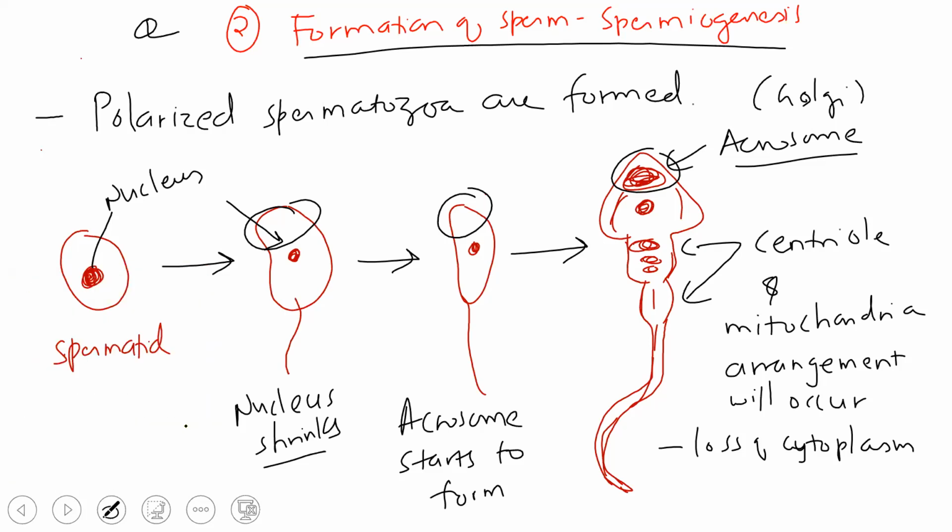Mitochondria will be arranged over here. Centriole will be arranged over here. We'll discuss this in sperm structure. So what will happen? They ask questions on all this process. The acrosome is formed from the Golgi body. Centriole and mitochondria will arrange in the center, as I have shown you. There is a rearrangement. And one more thing, mitochondria will be arranged in a spiral-shaped structure.